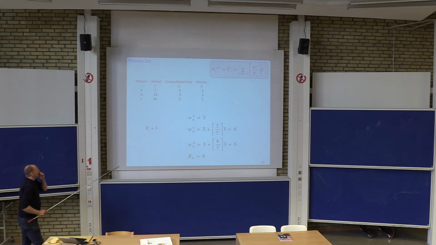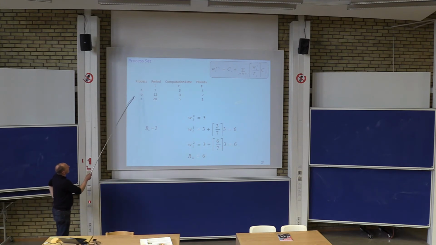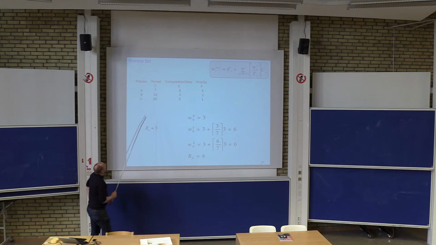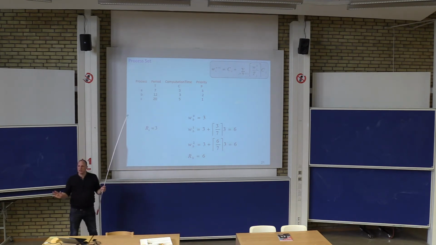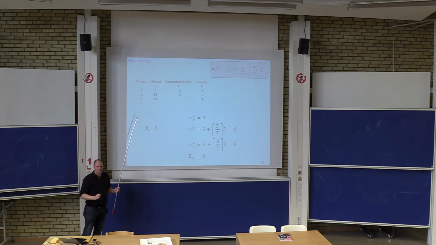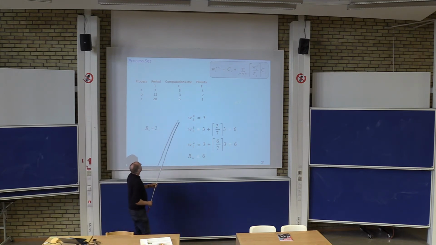We start with a simple example here. So we have 3 different tasks, A, B, and C. We see here that we have assigned a priority to them. In this algorithm, we can assign the priority using any strategy. It doesn't have to be rate monotonic. We just have a priority. And in this case, task or process A has the highest priority.